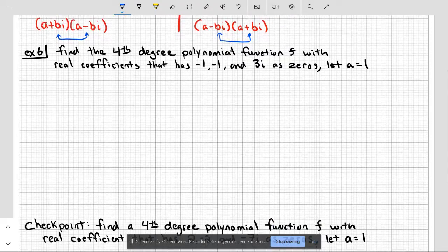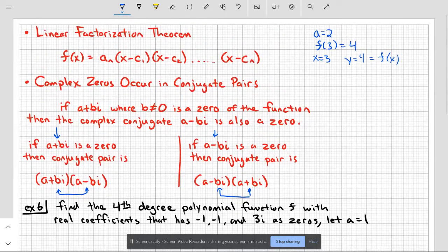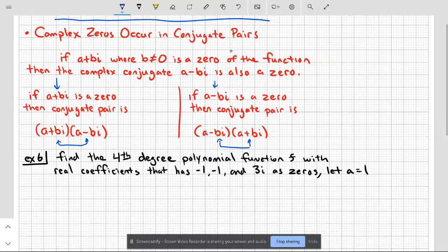Let's take a look at number 1. So number 1, we're going to find the fourth degree polynomial of the function with the real coefficients that has -1, -1, and 3i as zeros, and let a equal 1. So we're going to use this theorem up here. So we're going to be using this part right here. So we're going to write f of x.